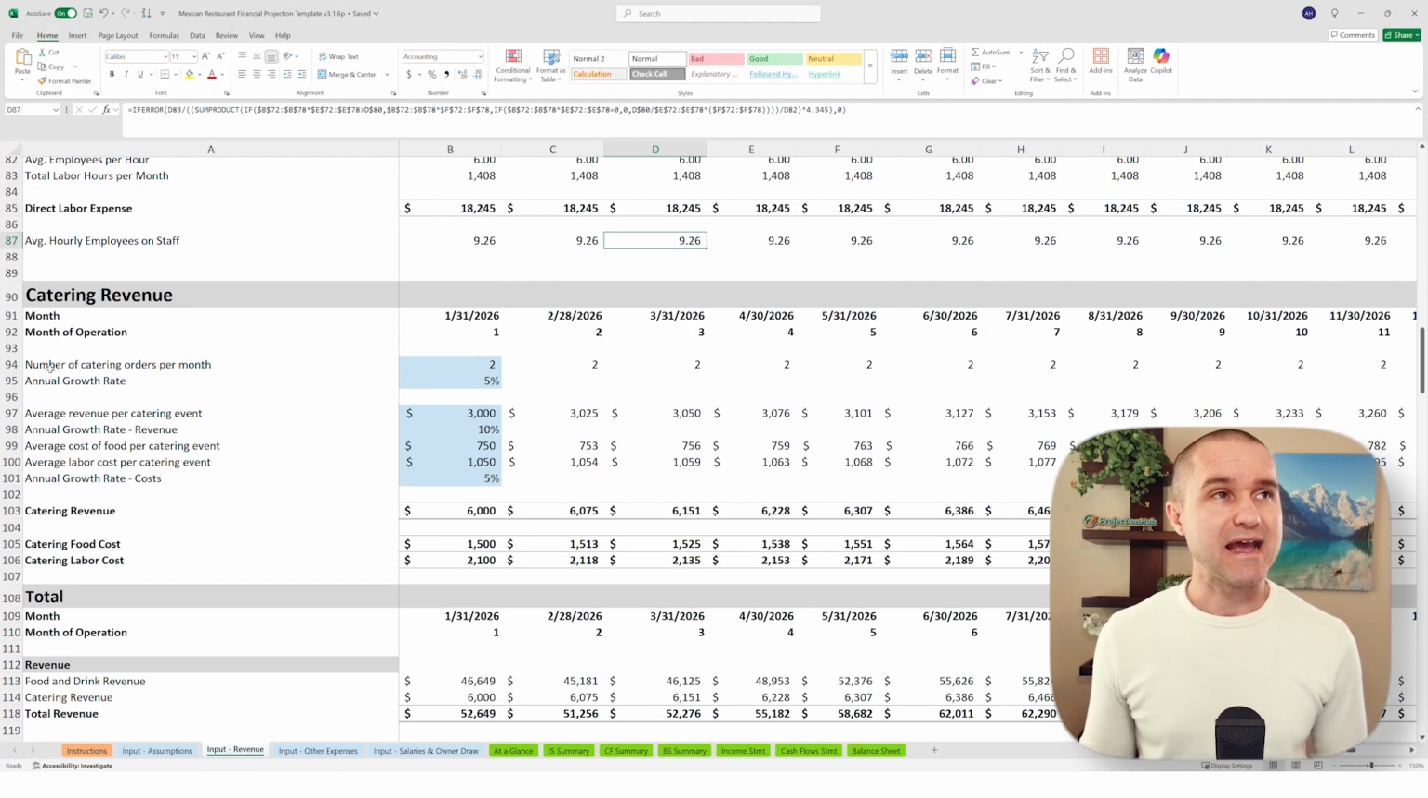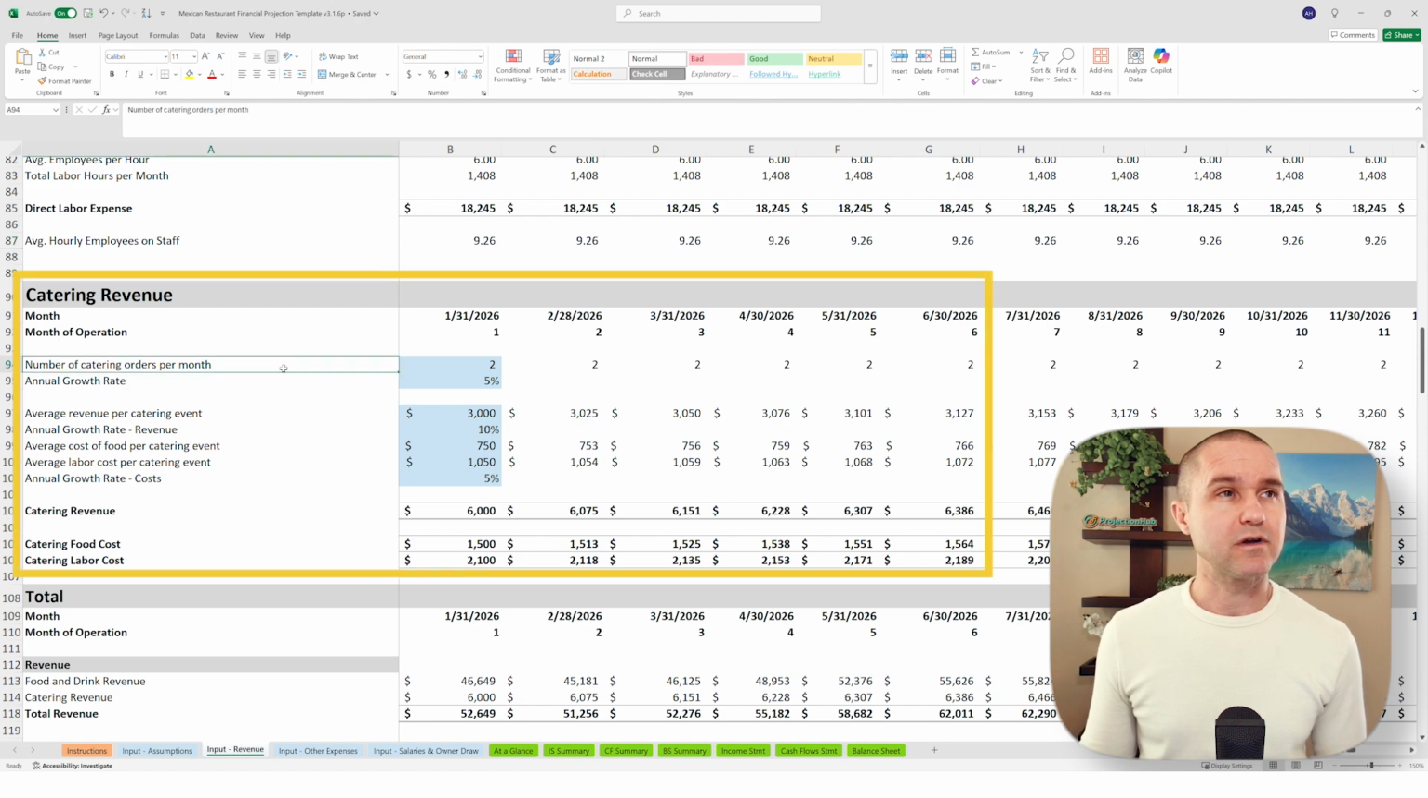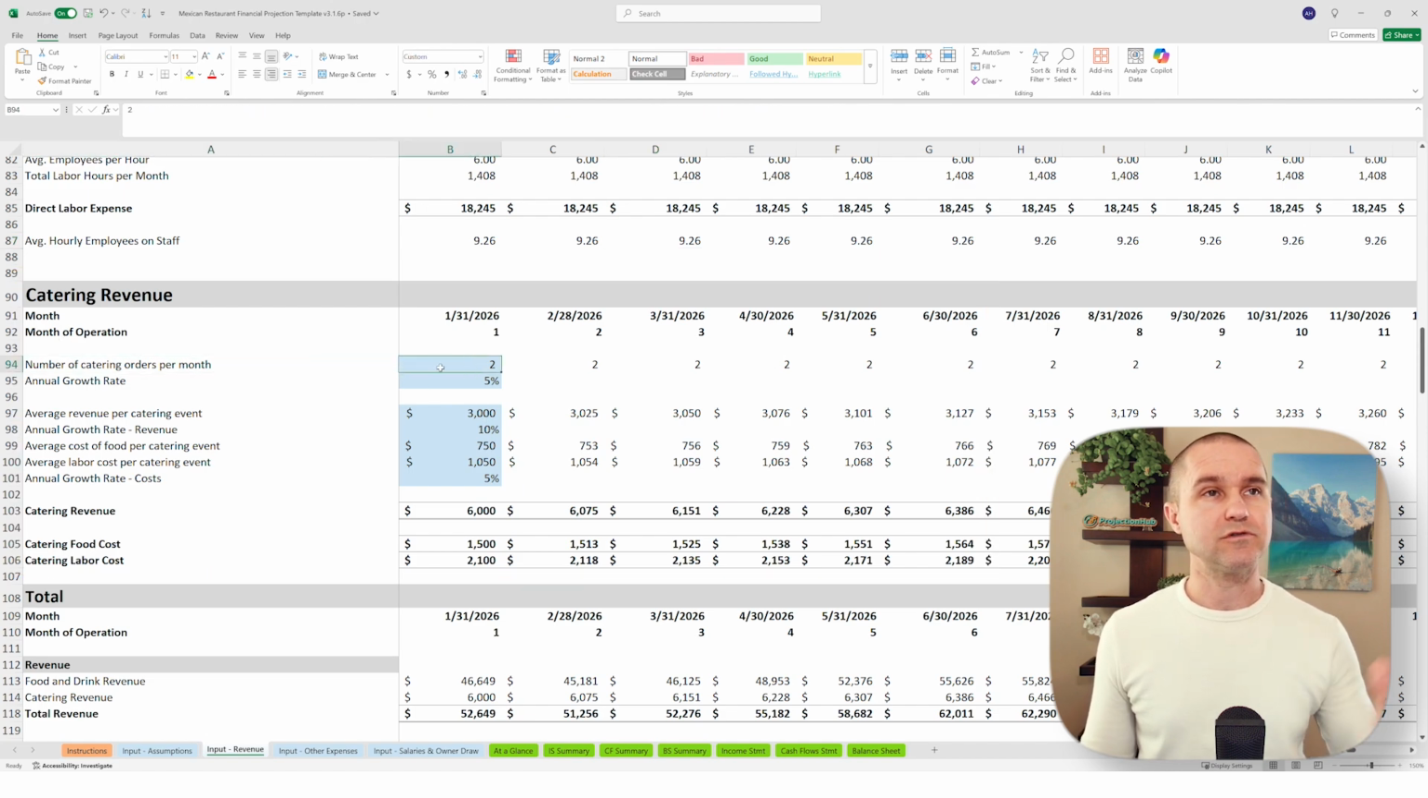Here is a catering revenue section. We have the ability to add catering revenue. So here's the number of catering orders per month. We expect 2 catering orders per month, with an annual growth rate of 5%. And we're thinking large catering orders. Okay, so we've got a $3,000 order here. We're going to cater a large event is kind of the idea here. And then you can set an assumption for the average food cost and labor cost for each event, and we'll calculate our catering revenue and food and labor cost.